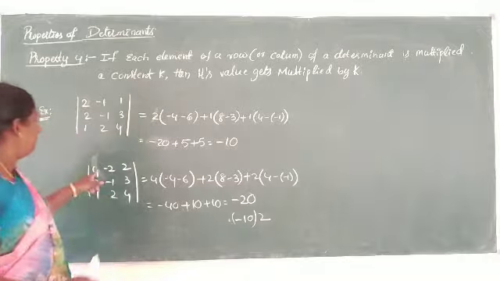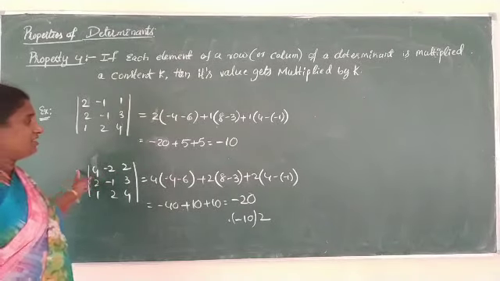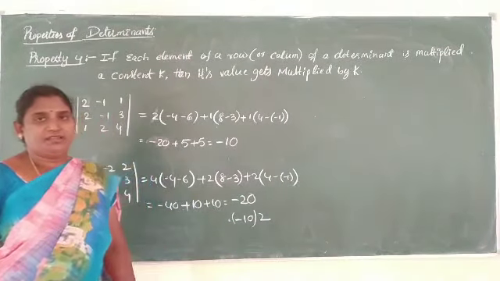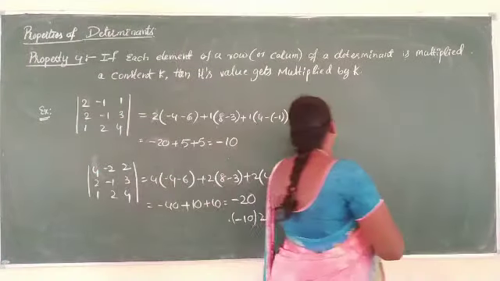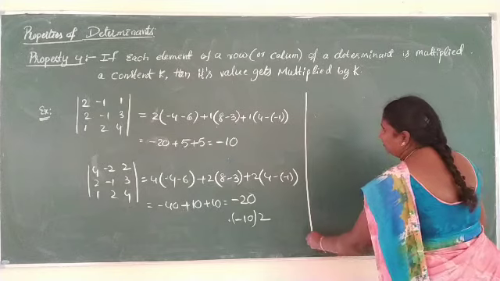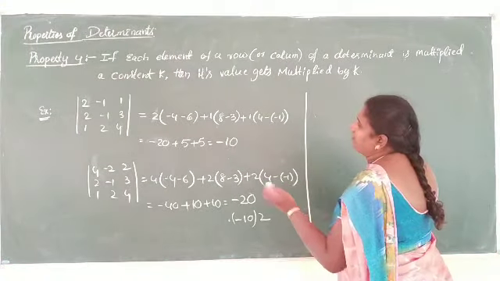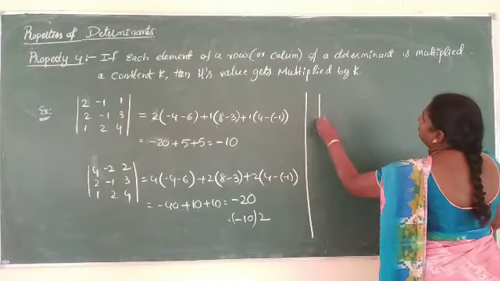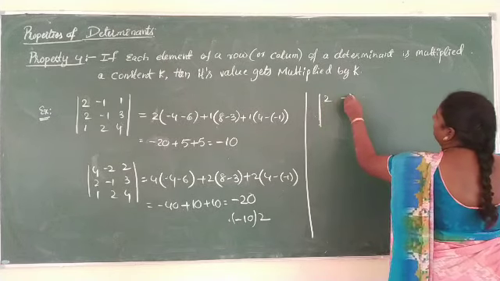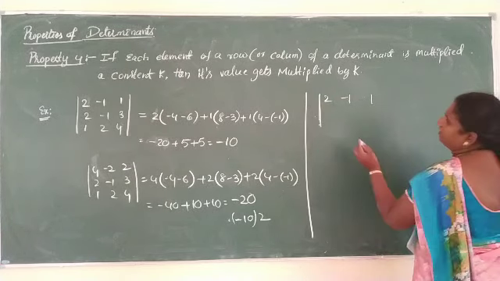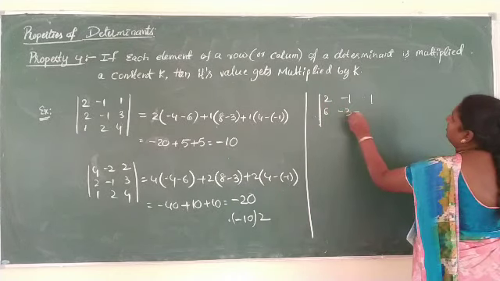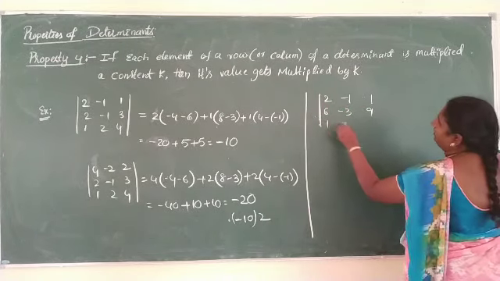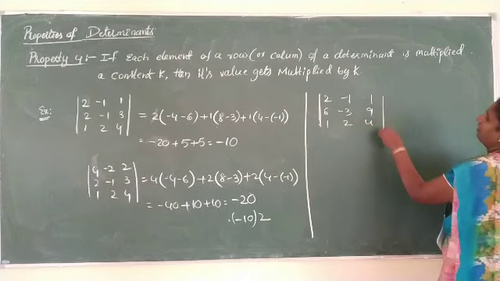So each and every element I multiplied by the number 2, the value of the determinant is also multiplied by that number. Suppose I multiply by the number 3. For the first row you take 2, minus 1, 1. The second row I will then multiply with the number 3: 6, minus 3, 9. For the third row I will take 1, 2, 4.